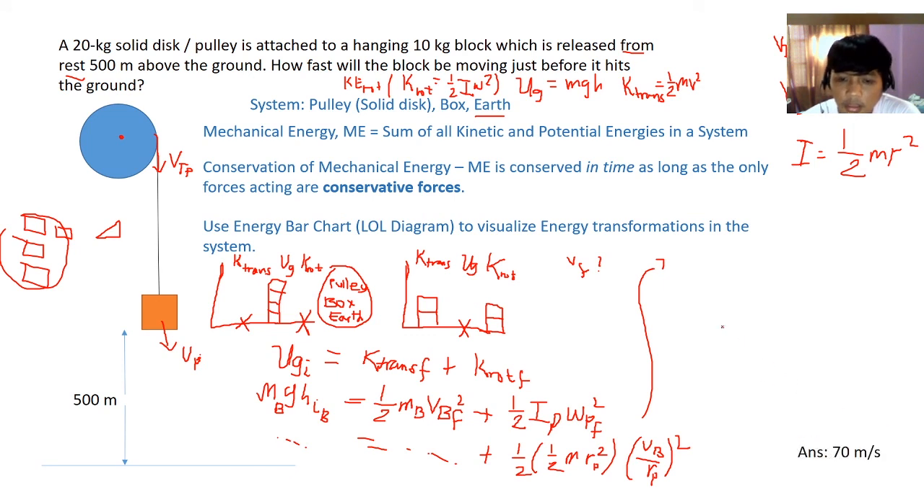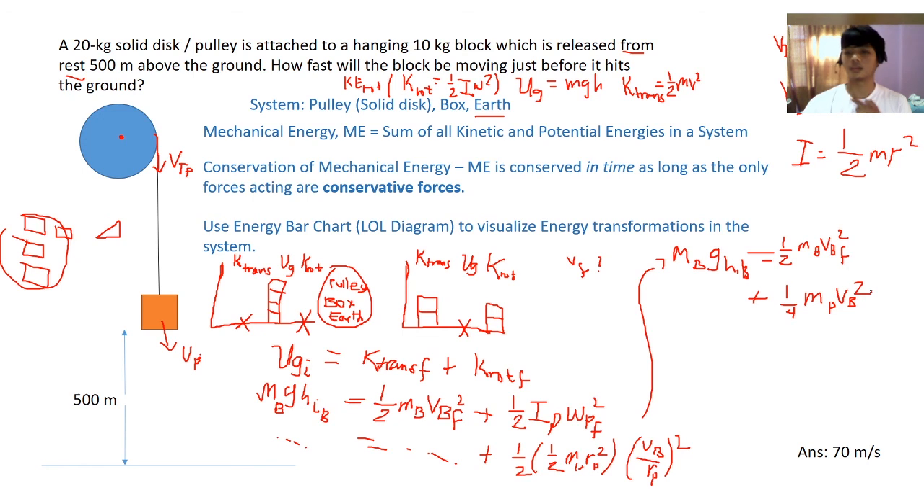So what happens is m of the block g h initial of the block is equal to, I should have just typed this earlier, plus one quarter the mass of the pulley, that's the mass of the pulley, and the velocity of the block squared. All right.